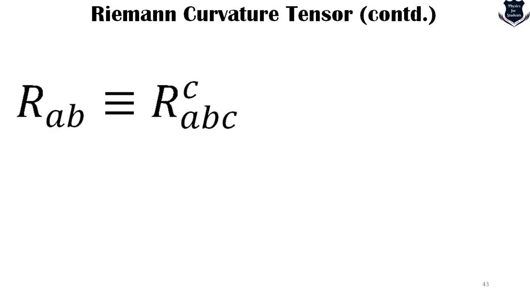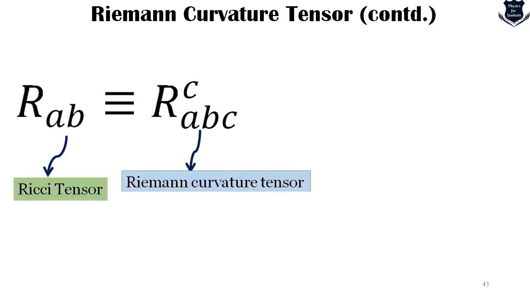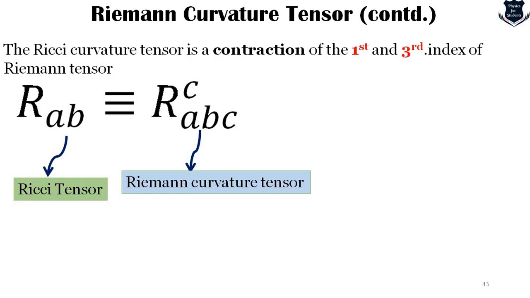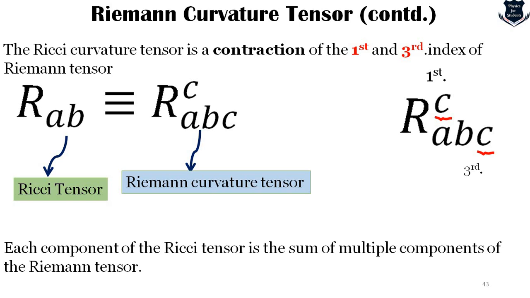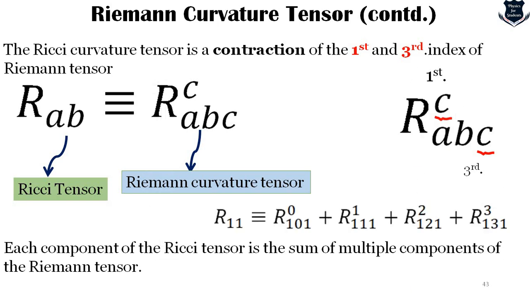Let us see how. This is the Ricci tensor and this is the Riemann curvature tensor, right? The Ricci curvature tensor is the contraction of the first and the third index. So here is the tensor, and this is the first index and this is the third one, and both of them have been contracted. That means each component of the Ricci tensor is the sum of multiple components, and it leads to this. So you see that this Ricci tensor has been contracted from the first and third indices of the Riemann curvature tensor, and that is the first element of Einstein's field equations.